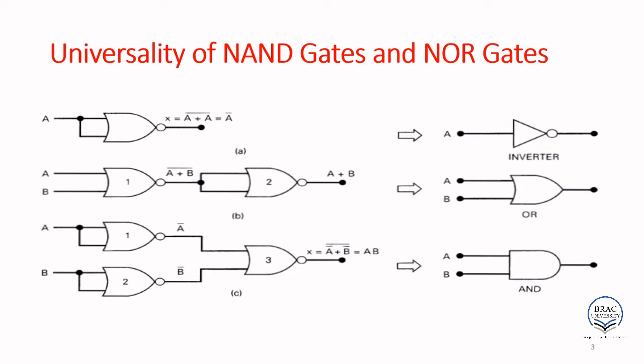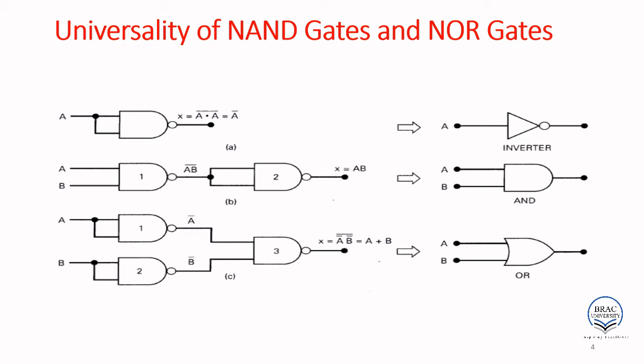For AND gate, you need to use 3 NOR gates. So 1, 2, 3: inverter, OR and AND. Just look here, A becomes A prime, B becomes B prime, as it is a NOR gate. So it becomes A prime plus B prime, then whole prime, which becomes AB if you simplify it using Boolean algebra. So using the NOR gate, we can implement any of these three gates: inverter, OR gate or AND gate. Look at the next one, universality of NAND gate.